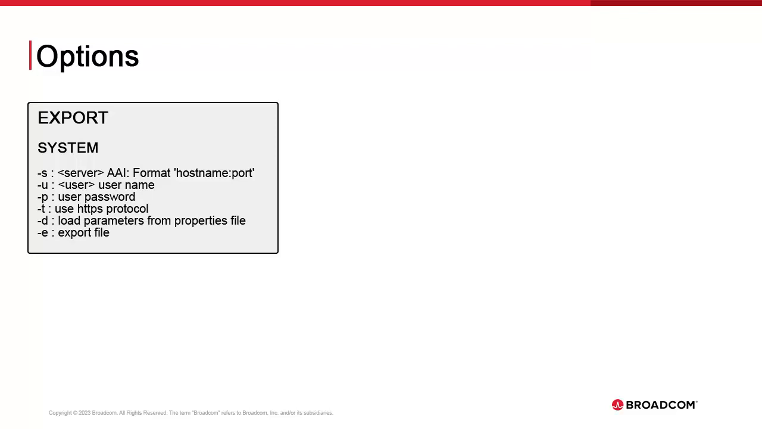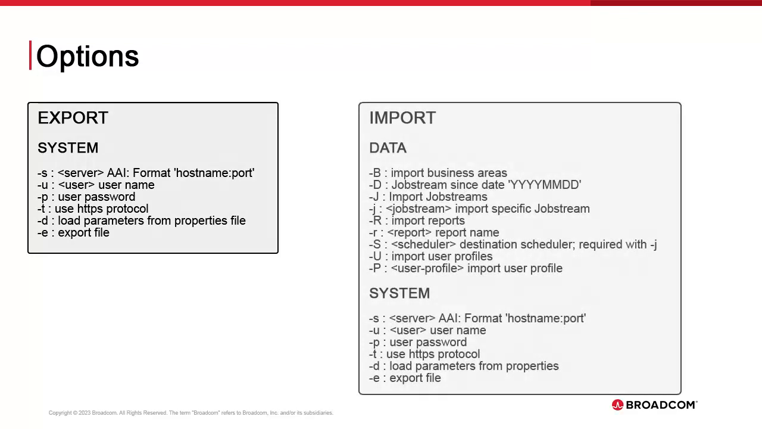Use -T if you're working over HTTPS, -D if you're exporting using the file, and -E for the name and location of the export file. Importing has two types of options. First, objects and the uppercase options.